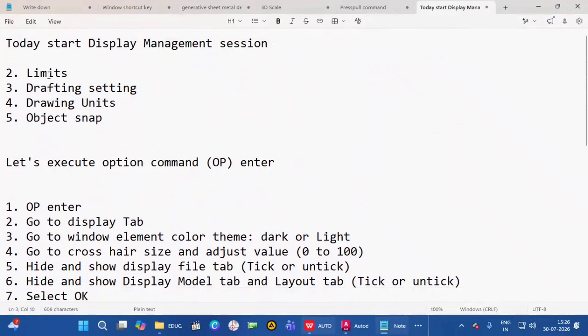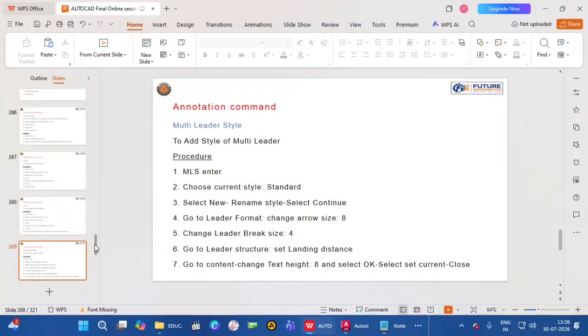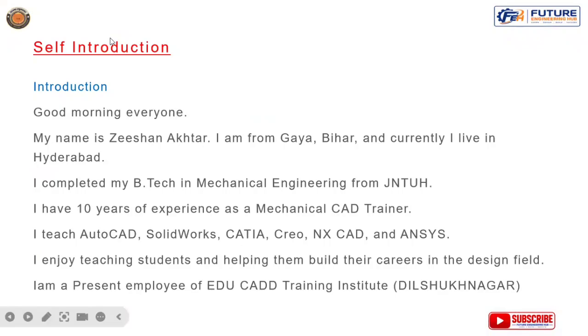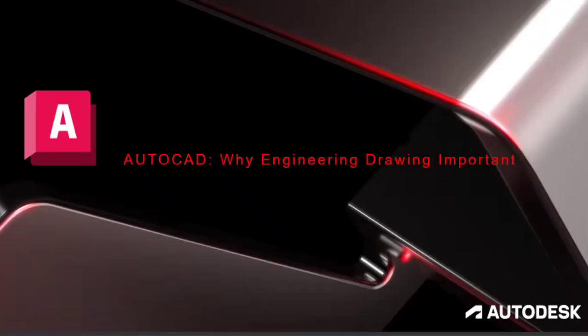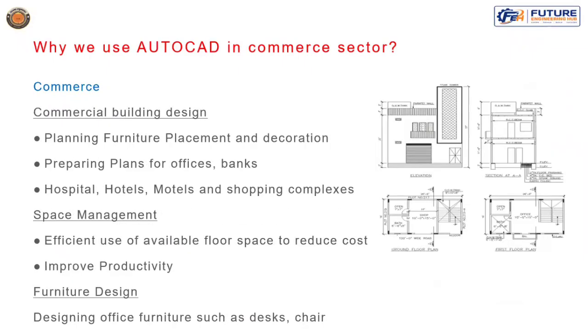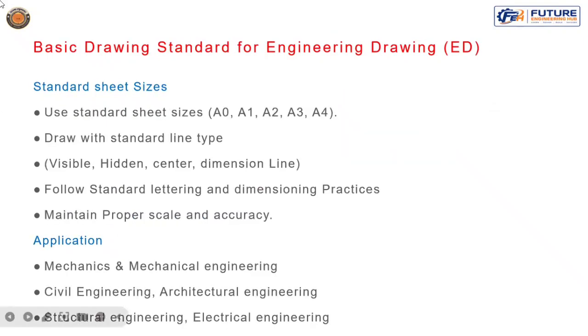So next command is page limits. Page limit. Look at here. What is the page limit? I will show you. See here. A standard sheet size. A0, A1, A2, A3, A4. Okay.